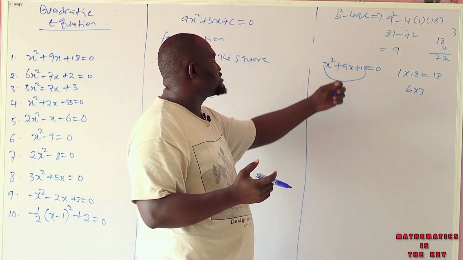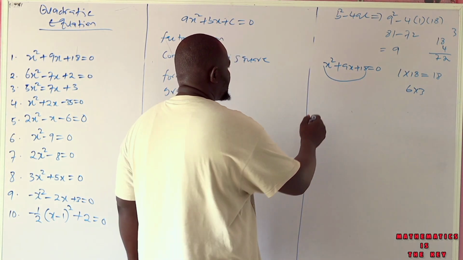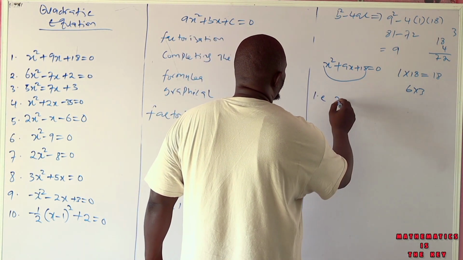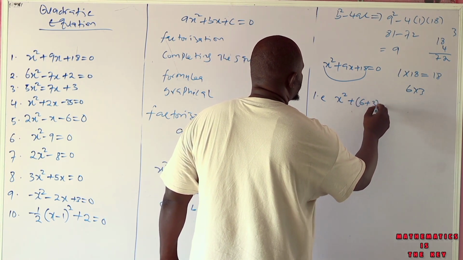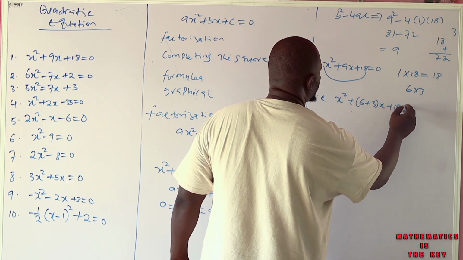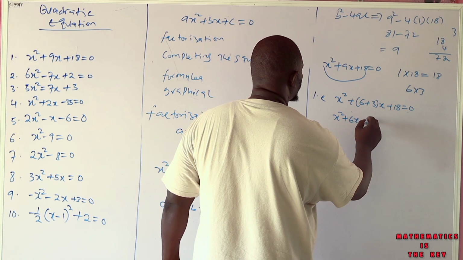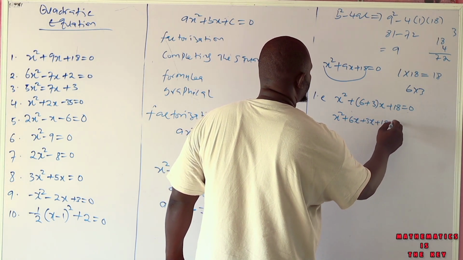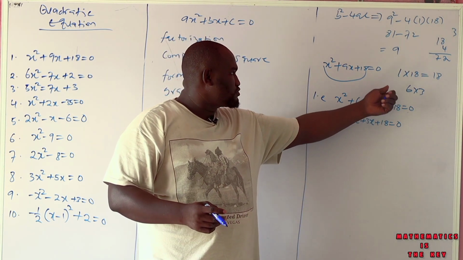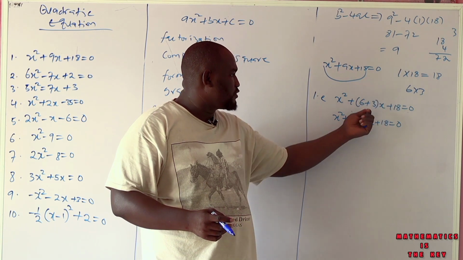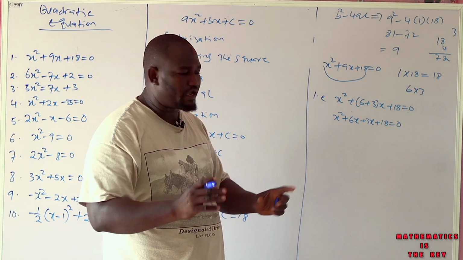Having those numbers, we replace the coefficient of x with the two numbers. So we will have x squared plus into bracket 6 plus 3x plus 18 is equal to 0. So you have x squared plus 6x plus 3x plus 18 is equal to 0. The reason we substitute with those factors is to give us 4 terms in the equation, and that will be easier for us to factorize.